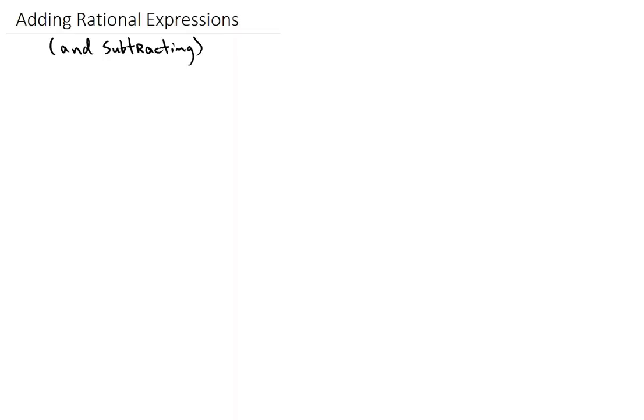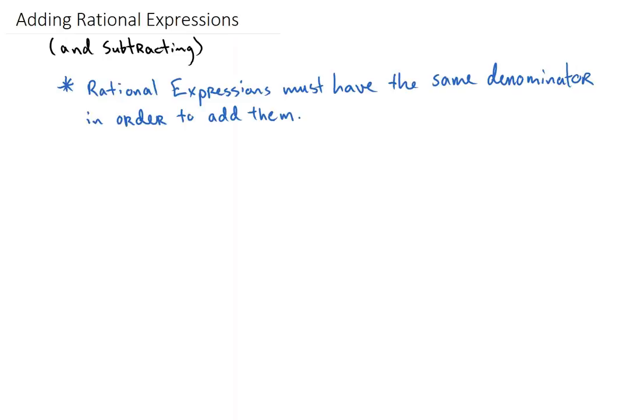And to see that, I want to start with regular fractions, but the basic gist of why they are so much more complicated is rational expressions must have the same denominator in order to add them. If they don't have the same denominator, that means we're going to have to go through a process in order to get their denominators the same so that we then can add them. So I want to look at why this is by just working with some plain fractions.